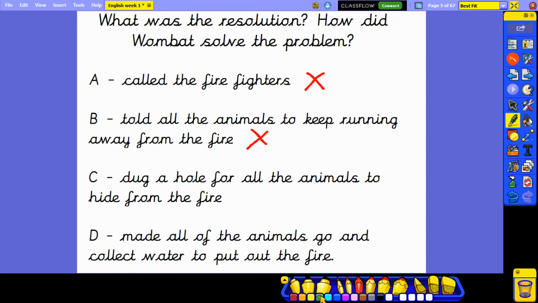This one is the correct answer. He did dig a hole. He thought about it and he dug and dug and dug and told them all to come and join him in the hole. It was the safest place. And D. Made all of the animals go and collect water to put out the fire. I think Wombat knew they probably wouldn't be quick enough or get enough water to put out the huge fire. So the correct answer was C. Well done.